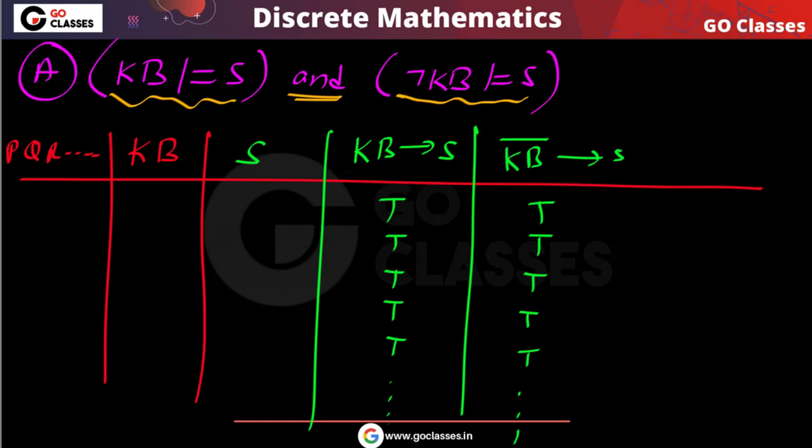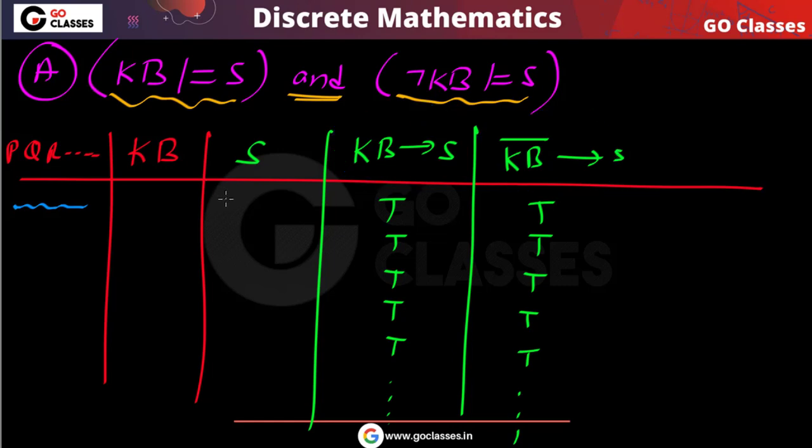Now let's check, is it possible? Think about it and tell me. It is definitely possible, because for any combination of the propositional variables, let's assume p, q, r, something, whatever row of the truth table you take, whatever combination of truth values, what we want is that this should be true and this should be true.